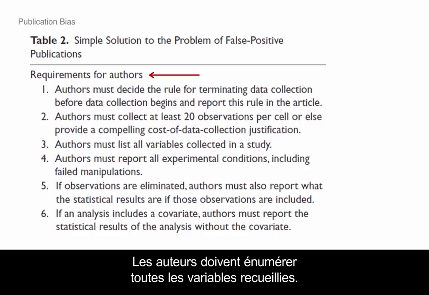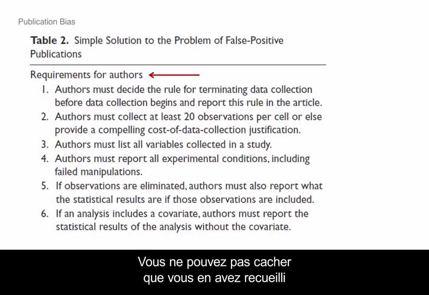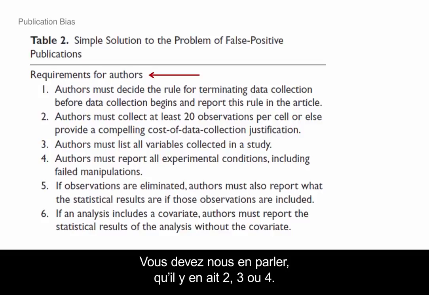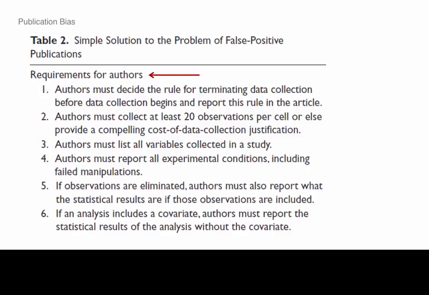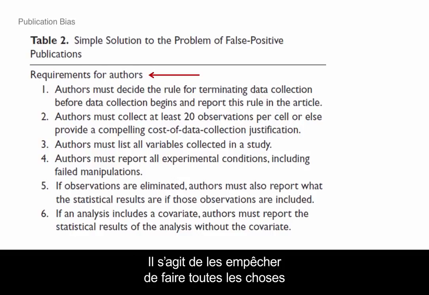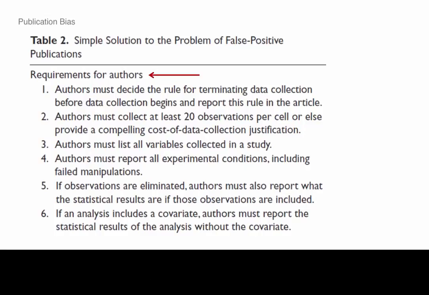Authors must list all the variables they collected. You can't just not tell us that you collected another proxy for the same thing, that ex ante was just as good as the one you published. You have to tell us all 3 of them, or 4 of them, or 2 of them. Authors have to report all the experimental conditions. These are just tying their hands against all the things they were warning about in the previous table. If you had a certain treatment in this experiment, tell us about it, show us the data. Don't exclude it without telling us about it.